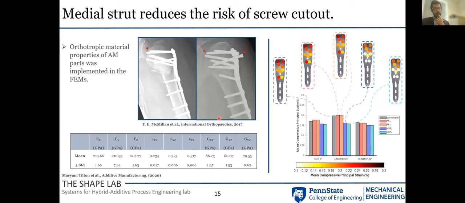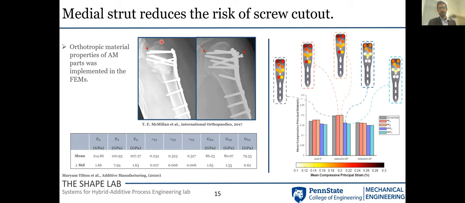So looking quickly at this from that particular study, we noticed that the medial strut reduces the risk of screw cutout. I'm not going to go too much into the details of it because we have a patent pending with some of our colleagues from the med school at Penn State Hershey on this particular topic. But we looked at this from a different aspect after filing that IP, which is going back and looking at the screw configurations.